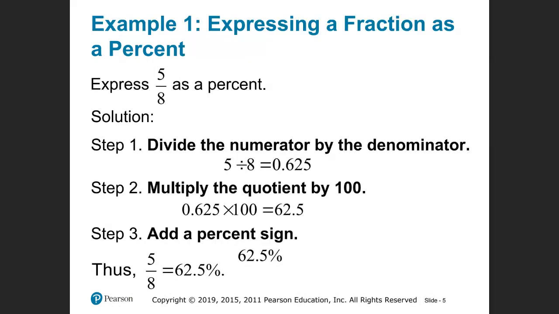And here is an example. Express 5/8 as a percent. So we're going to divide 5 by 8. We get 0.625. We're going to multiply this by 100, which means we move that decimal point 2 places to the right, which gives us 62.5. And remember to add the percent sign. So 5/8 is equal to 62.5%.